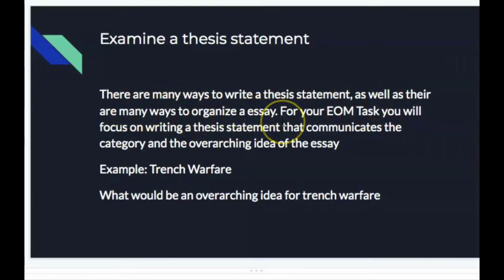To organize an essay. For your end of module task that we're going to be working on over the next few days, you will focus on writing a thesis statement that communicates the category and the overarching idea of the essay. For example, if our idea is trench warfare, what would be an overarching idea for trench warfare? Or in other words, what do we want our reader to know about trench warfare?